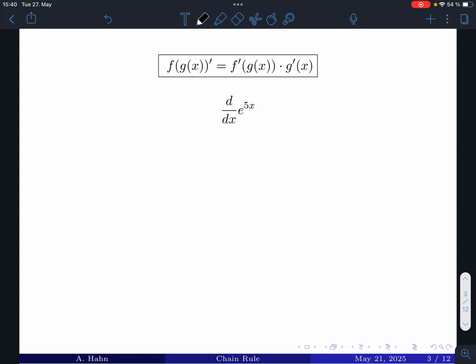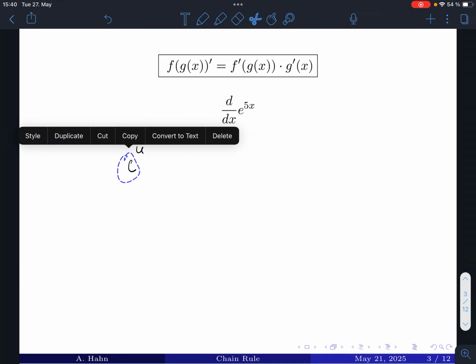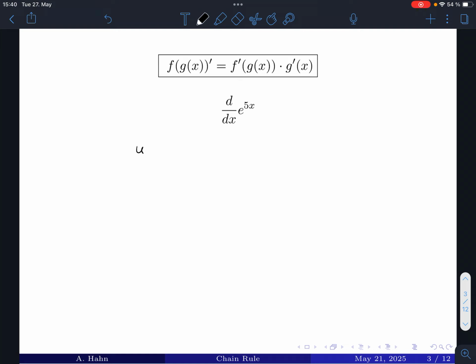What this is saying is that our outside function is e to the u. It's e to some variable. So e to some variable is a function. And then inside of that variable, we can input something else. And what we're inputting into this one is 5x. So u is equal to 5x. And so this is our outside function, the outermost part of our function, and then u is equal to 5x is on the inside of the e to the u.